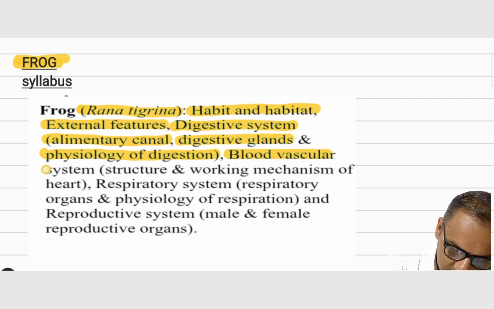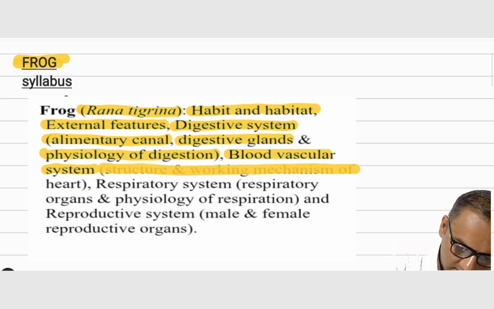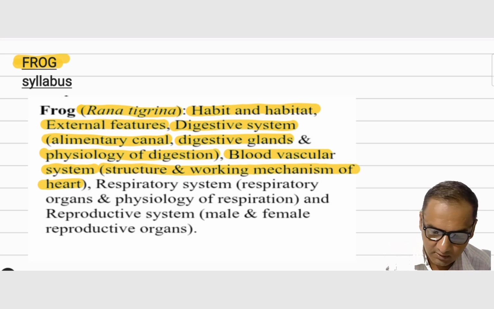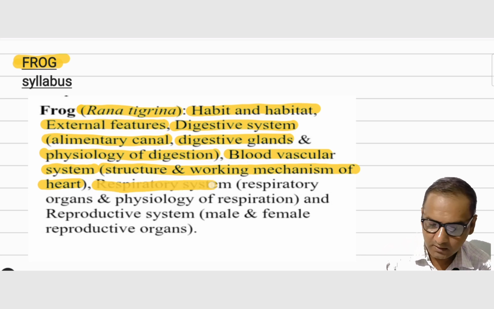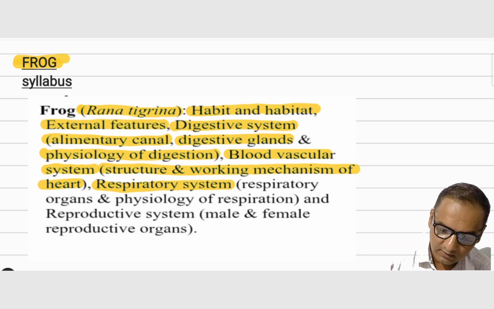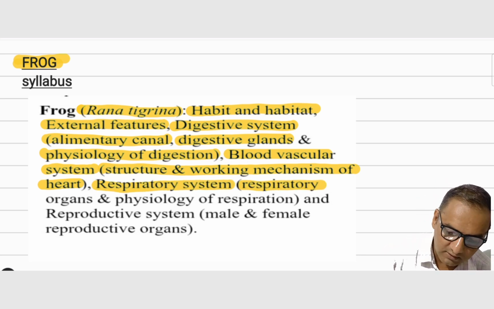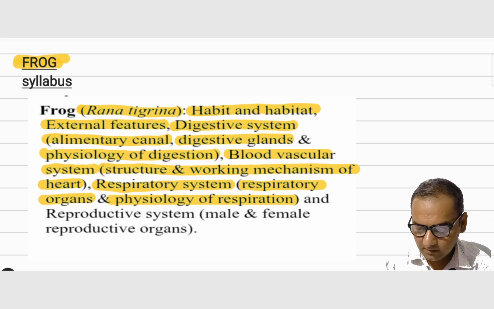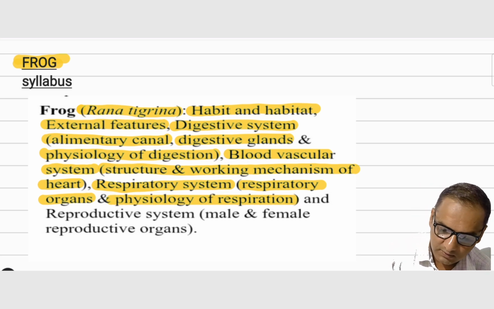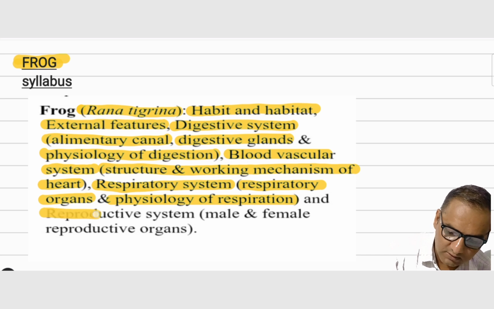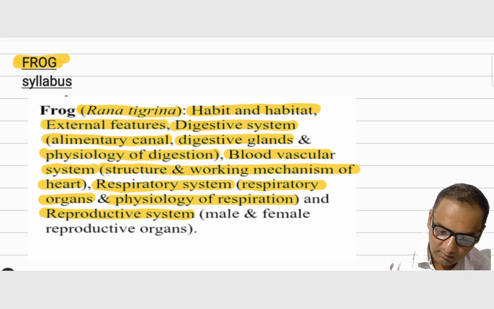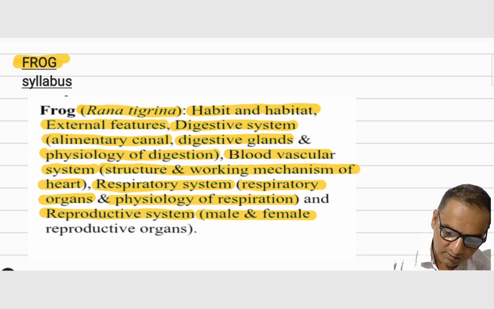In blood vascular system we have to read about structure and working mechanism of heart. And another system is respiratory system. In respiratory system we have to study about the respiratory organs and physiology of respiration. And the final, last system is reproductive system. In reproductive system we read about male and female reproductive organs.